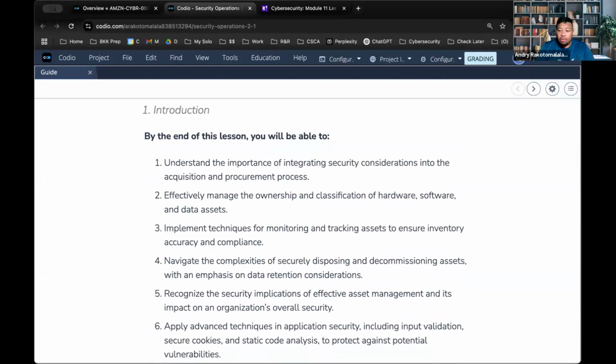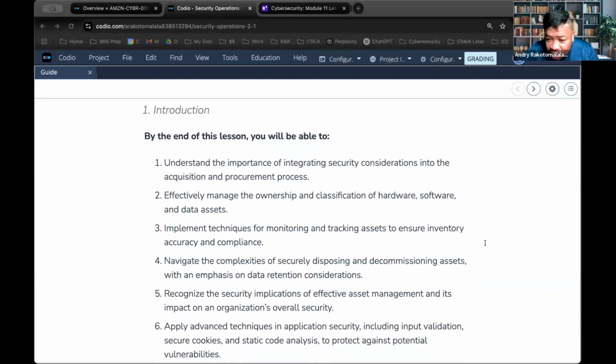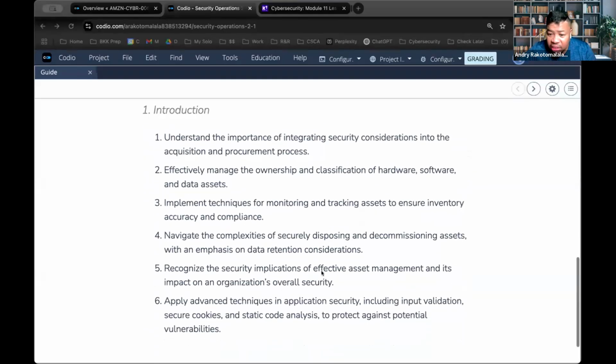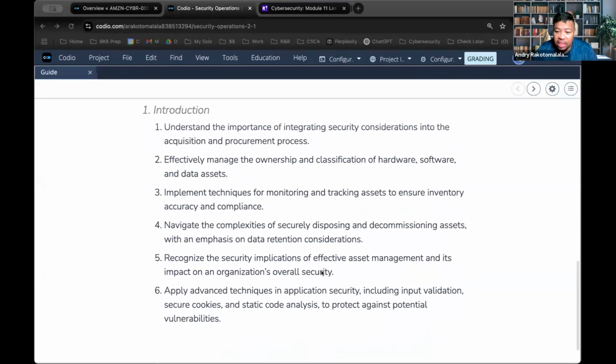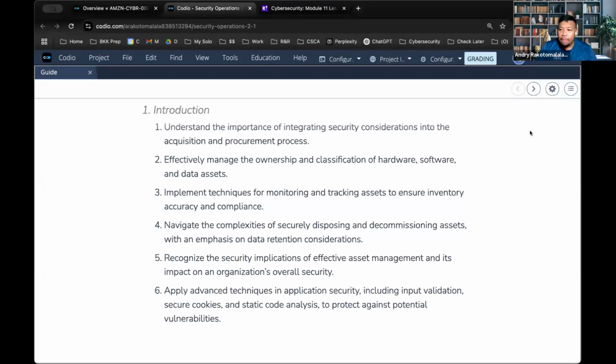So in this class, the things that we want to definitely cover is we want to talk about what asset management is, why it's important. We also want to understand the life cycle that it goes through, all the way from acquisition to decommissioning. And then we want to talk about the techniques that are required to monitor and track it, followed by different security implications if we don't follow those stages. And then finally, we want to identify some risks that may be associated with hardware, software, any data applications that would follow.